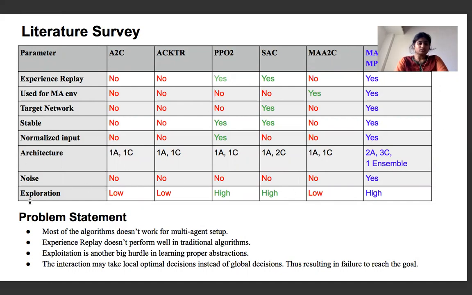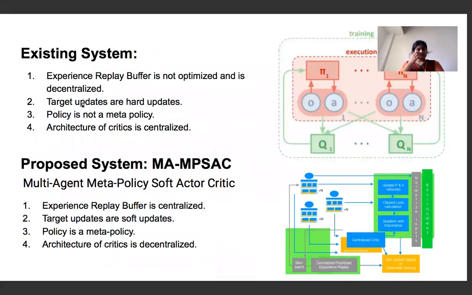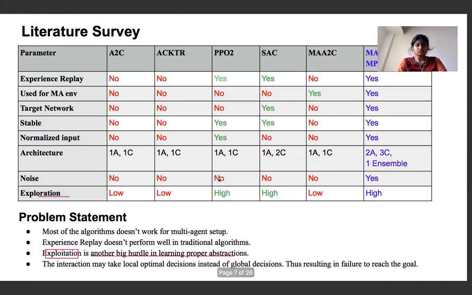One more problem we face in the traditional algorithms is exploitation. Instead of exploration, sometimes it happens that agents will go on exploiting and don't learn anything. It doesn't learn proper abstractions. In the existing system, we have listed out all these in the previously shown algorithms.